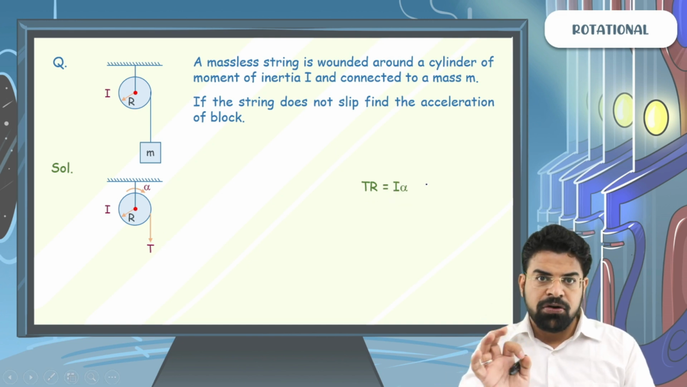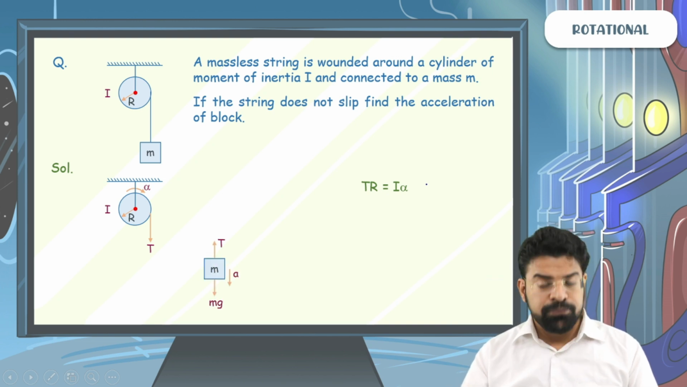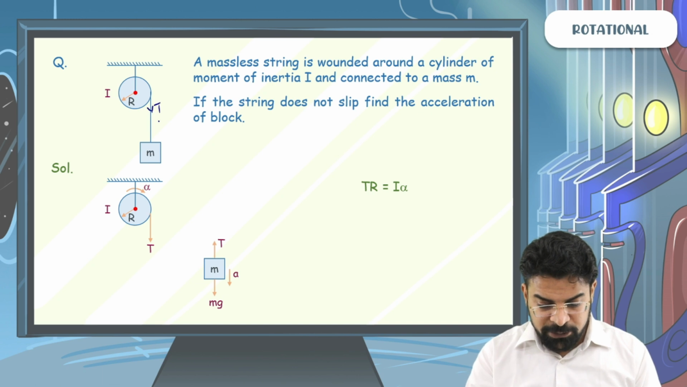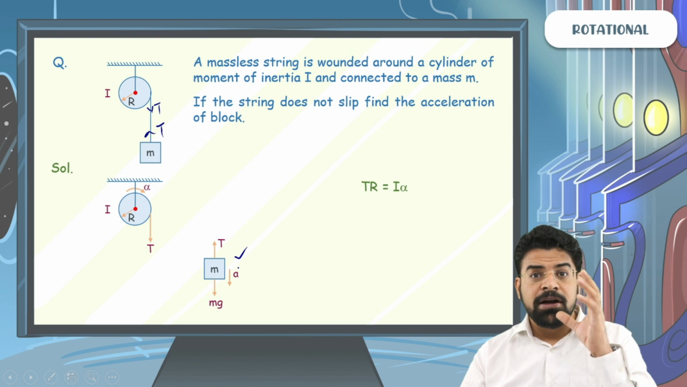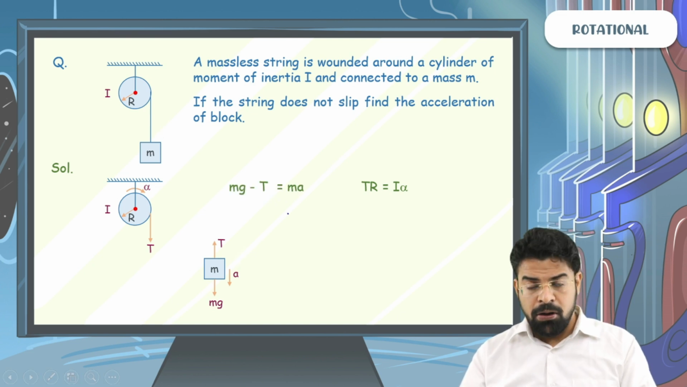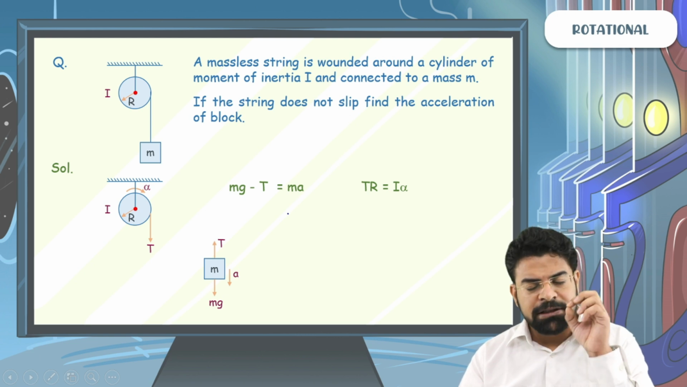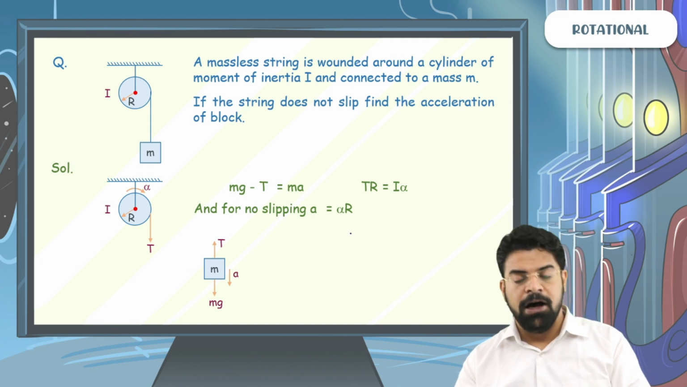So net external torque equals I into alpha. This is the first equation. Now visualize the block. On the block, you will have the same tension. And if the block has a downward acceleration a, you can write the force equation as mg minus T equals ma. Now, for no slipping, you will make the same old equation. For no slipping, a has to be equal to alpha R.